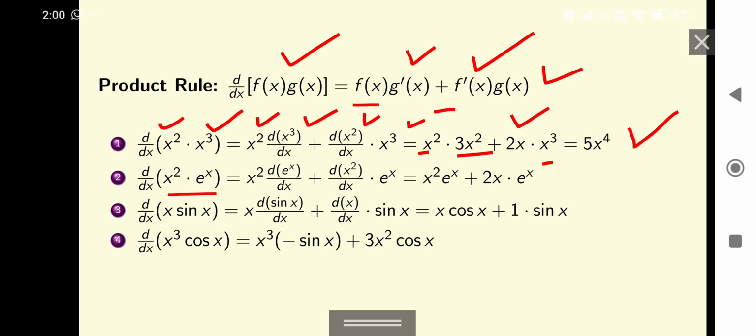Similarly, in this case, the first function x square is as it is, derivative of second, e to the power x, plus derivative of first function x square, d by dx of x square, and e to the power x as it is. x square as it is, derivative of e to the power x is e to the power x, derivative of x square is 2x and e to the power x as it is. So this is the final answer. Here also, this x is the first function, sin x is the second function. Here x cube is the first function, cos x is the second function.